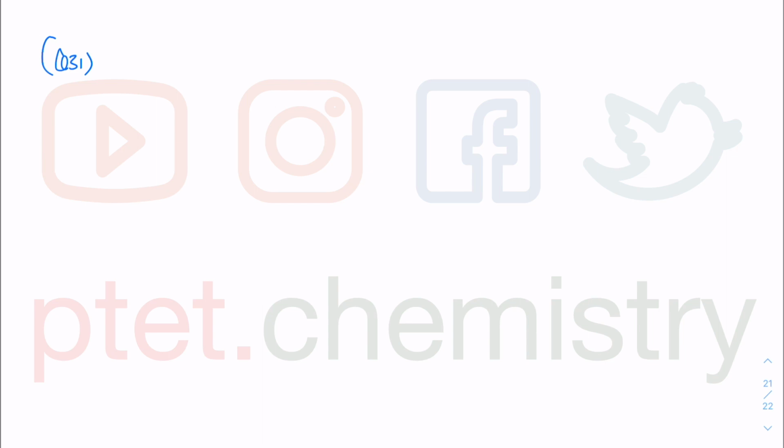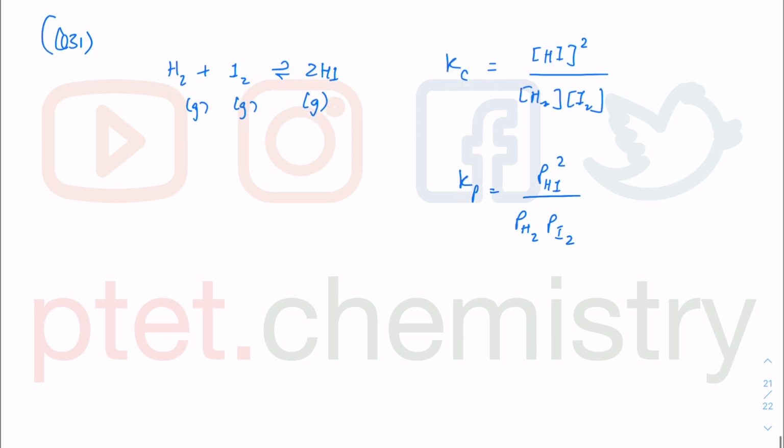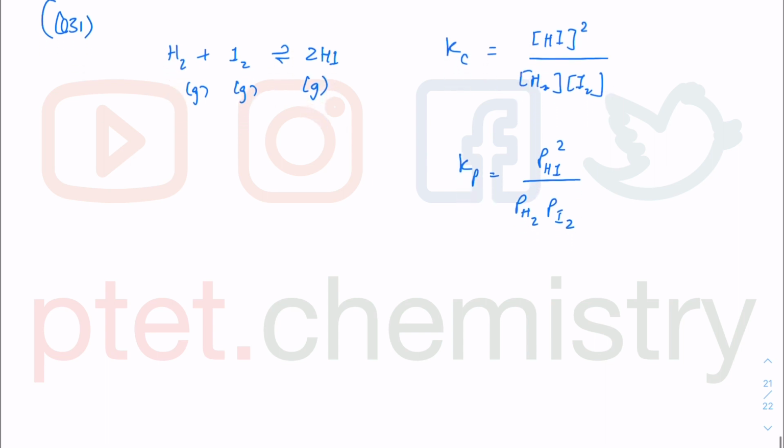So question 31: H2 plus I2 going to give you 2HI, all gases. They're talking about Kc as well as Kp. Kc is going to be the concentration of HI squared over H2 to the power of 1 and I2 to the power of 1, whereas Kp is to do with partial pressure, so it's the partial pressure of HI squared over the partial pressure of H2 times the partial pressure of I2. Which statements about these equilibrium constants are correct?